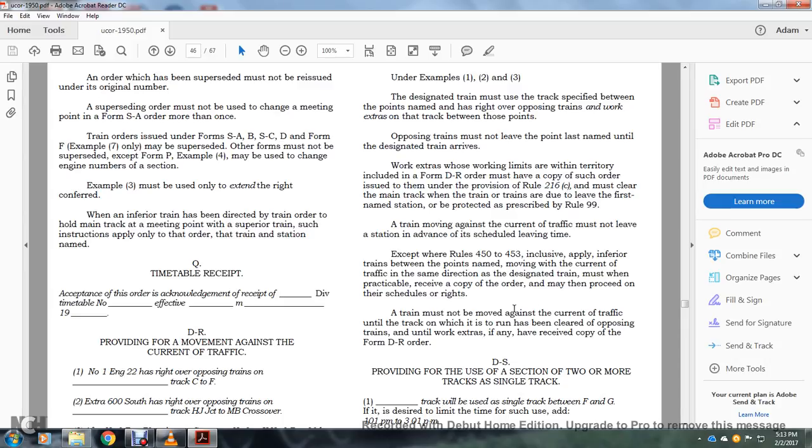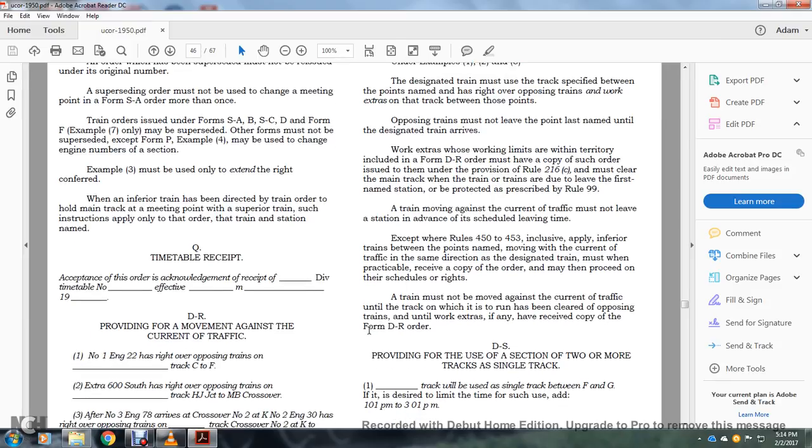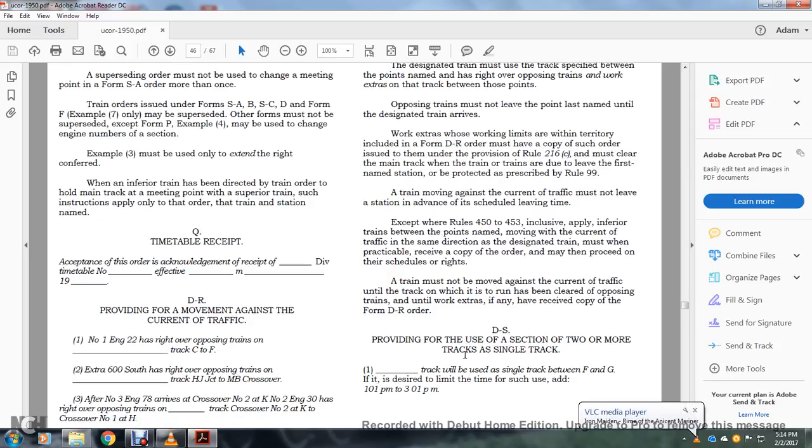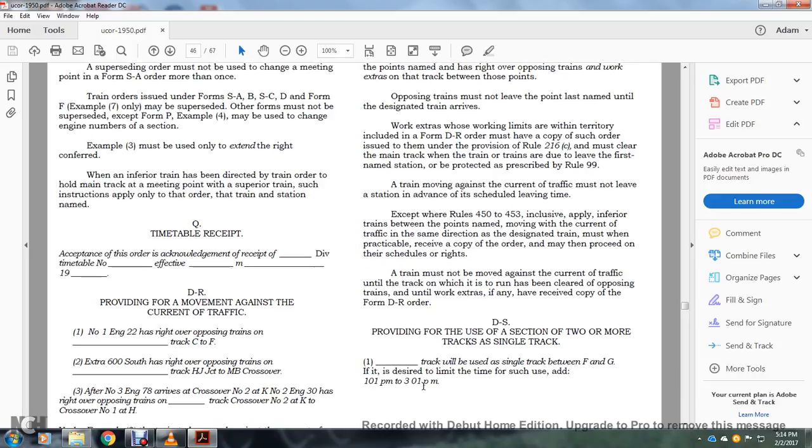A train must not be moved against the current of traffic until the track on which the run is made has been cleared of opposing trains, and until the work extras, if any, have received a Form DR, providing movement against the current of traffic. Form DS, providing use of the selection of two or more tracks as a single track. Blank track will be used as a single track between F and G, but the designated limit of time for such use is 3:01 p.m.